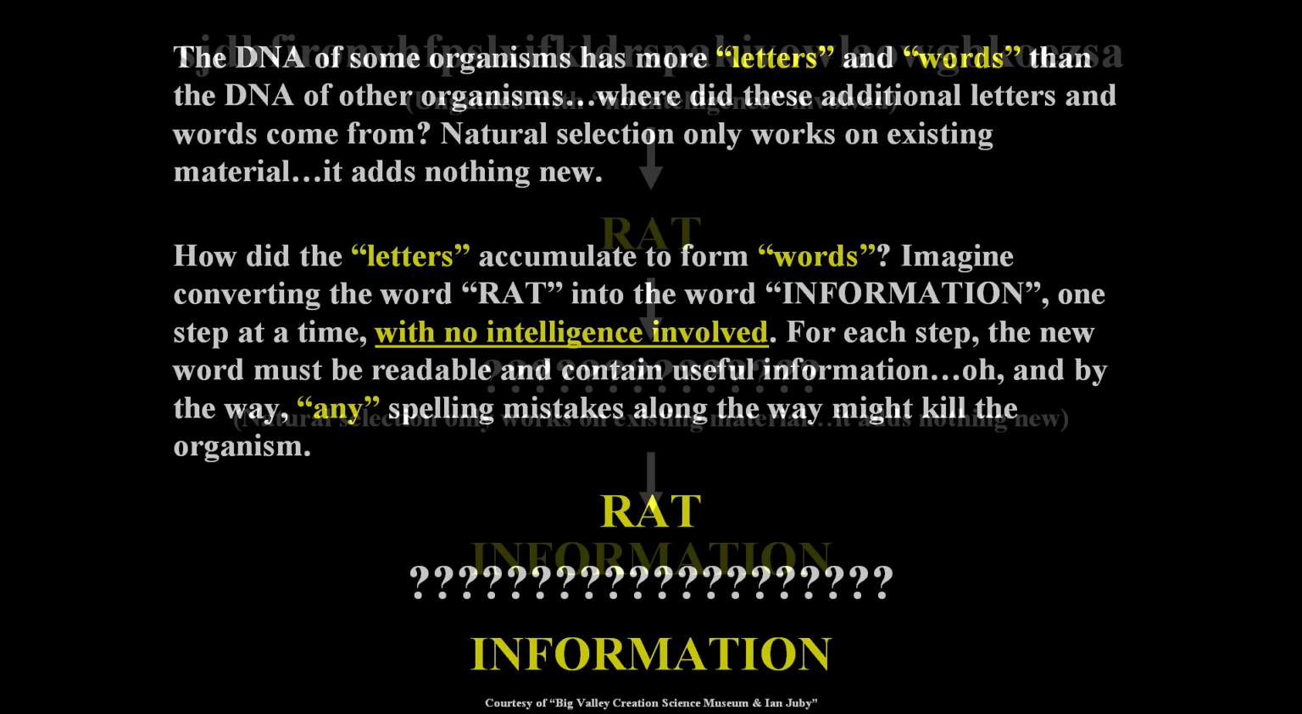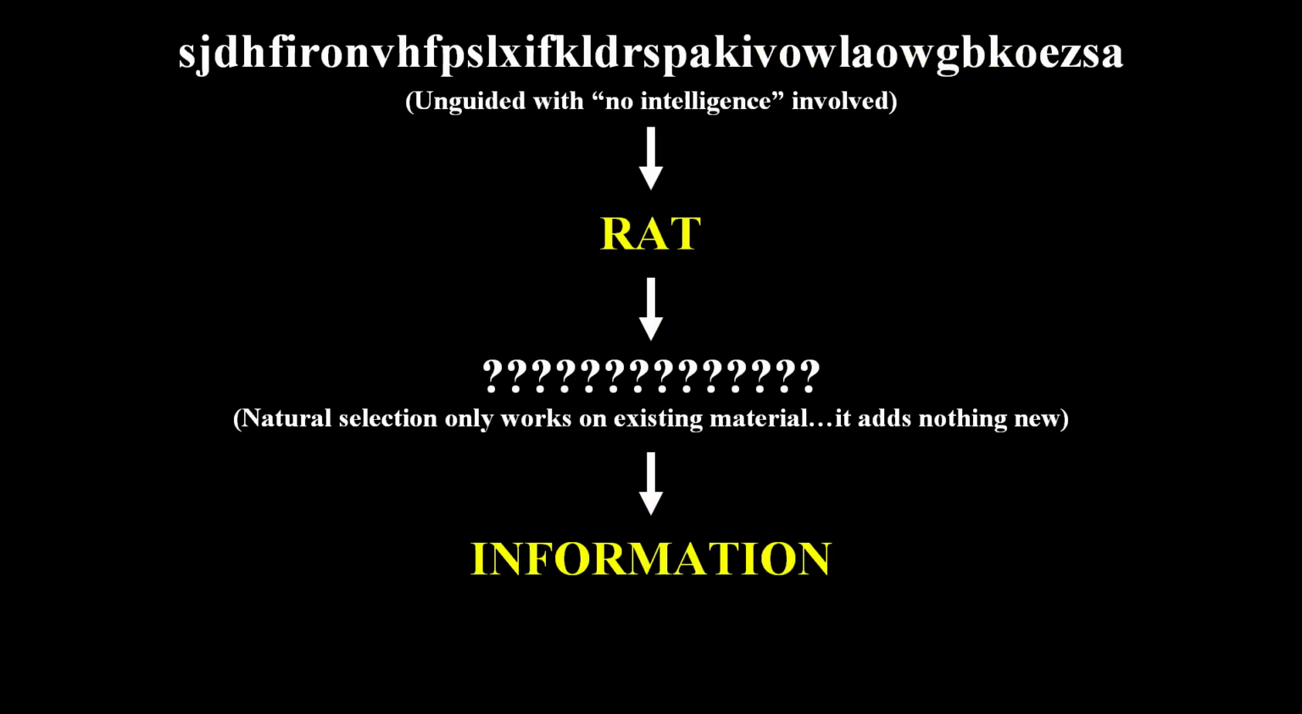It's only going to work on that. So again, you would have to take unguided intelligence to create the word rat, and then by natural selection, it only works on the existing material that's in the animal. It doesn't add anything, but yet you're going to have to get that rat to turn into information. It's just not going to happen.